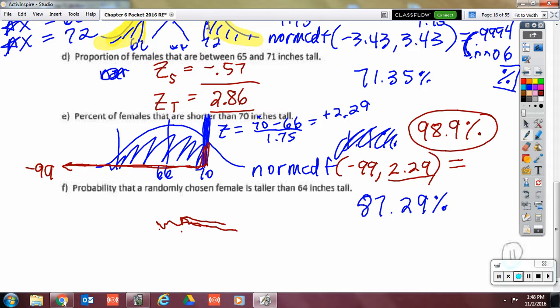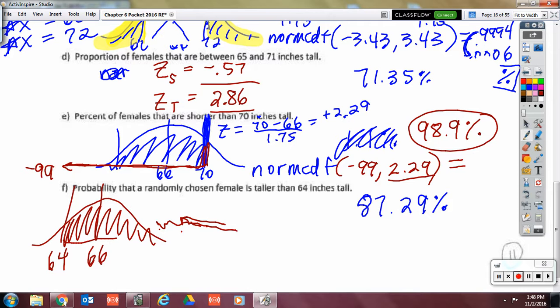Okay, so this problem has a mean of 66 and you're going taller than 64. So that means this is a negative z-score. And so I did that value, 64 minus 66 over the standard deviation, and I got negative 1.14. So that would be the reason that you have a wrong answer. So you need to watch that. So that was my z-score.